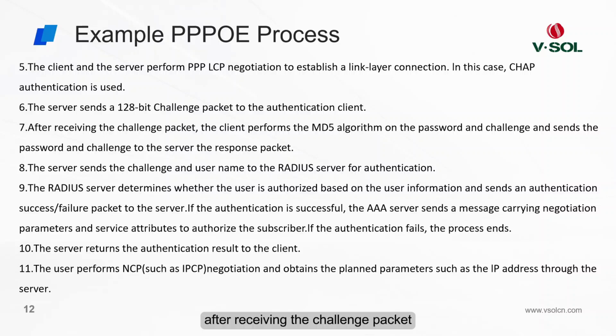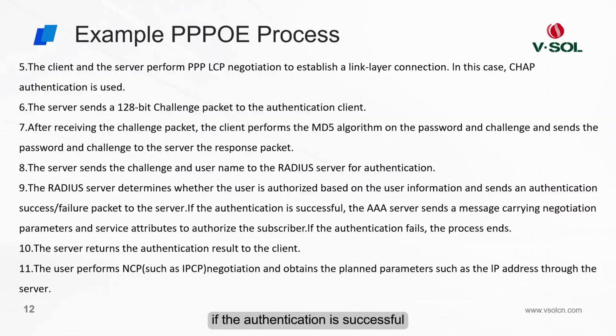7. After receiving the challenge packet, the client performs the MD5 algorithm on the password and challenge. After that, it sends the password and challenge to the server in the response packet. 8. The server sends the challenge and username to the Radius server for authentication. 9. The Radius server determines whether the user is authorized based on the user information and sends an authentication success or failure packet to the server.